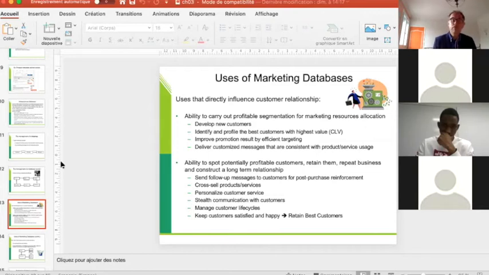For example, you have students. You know that these students will become managers in 2 or 3 years, and try to retain them, because actually at the moment they're not really profitable, but with the time when they will start to work, they might become more profitable. You might decide to retain them. Finally, you keep customers satisfied and happy in order to retain the best customers and to abandon the less good customers.